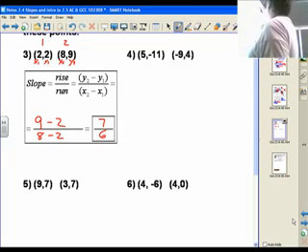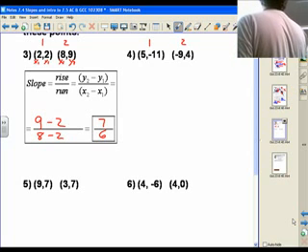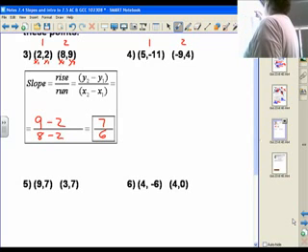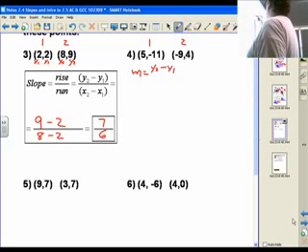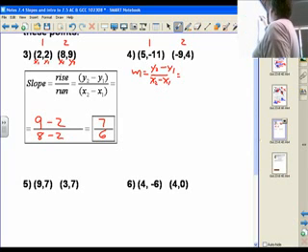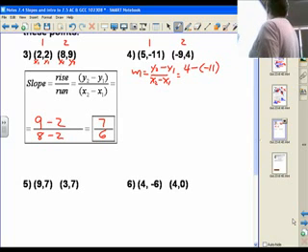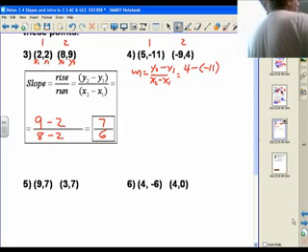So I'm going to call this 2. I'm going to call that 1. Doesn't matter which one. So we get y2 minus y1 over x2 minus x1. So I get 4 minus negative 11. Don't worry about changing things now.